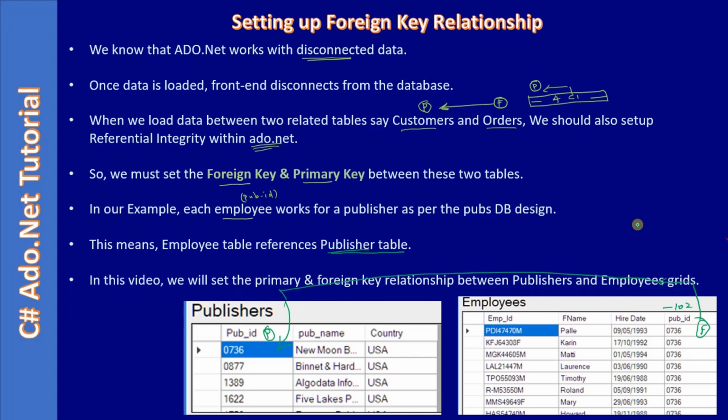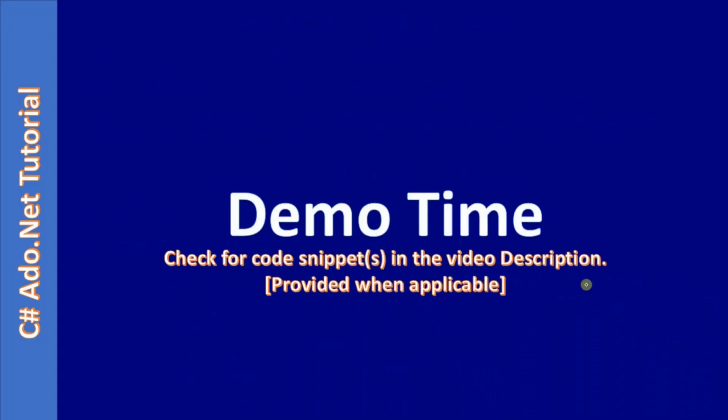In this video, we will set the primary and foreign key relationship between publisher and employee grids. Let's go to the demo.